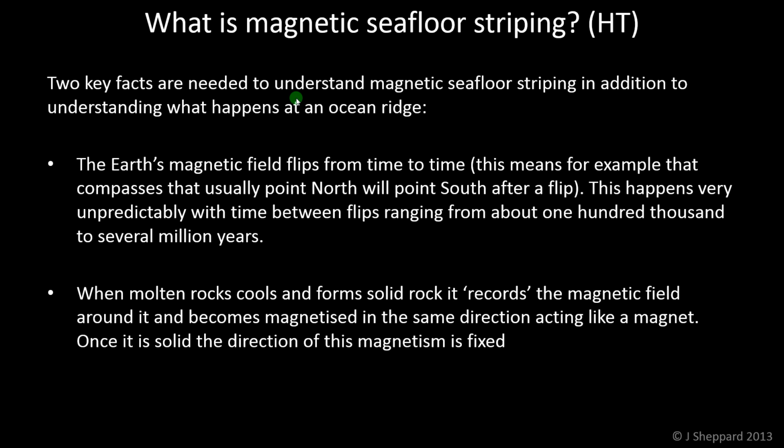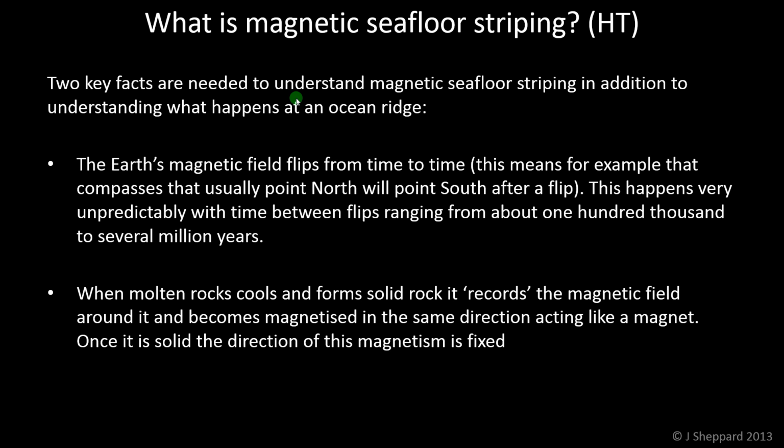So you need to know that the Earth's magnetic field flips from time to time. Compasses currently point north, right? During the time of the flip, the compass will turn round, and after the flip is completed, it will point south. This happens very unpredictably. It happens every 100,000 years to several million years. You'll see some data at the end of the video which shows you how irregular this is. So it's a very unpredictable, very chaotic process. So that's number one, field flipping. The Earth's magnetic field flips over. Compasses reverse direction.